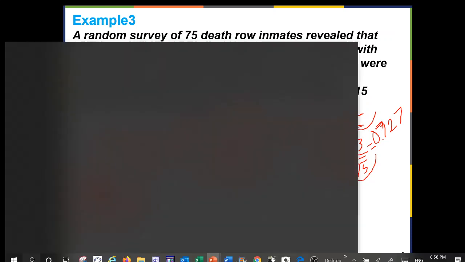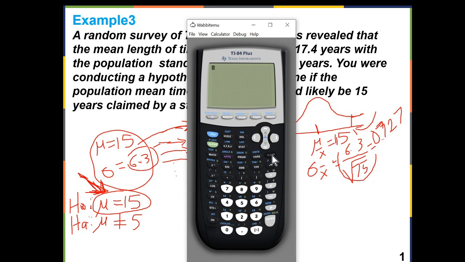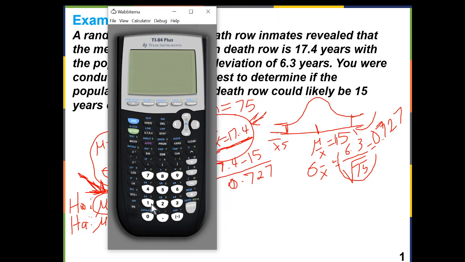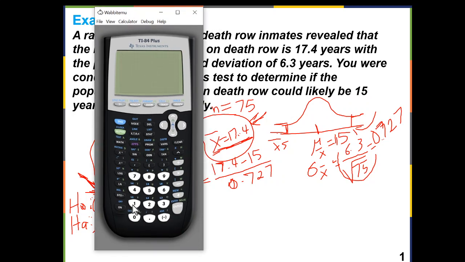Well, where is my calculator? That number is 17.4 minus 15 divided by 0.727. That is 3.3. That means how many standard deviations? About 3.3 standard deviations, right?